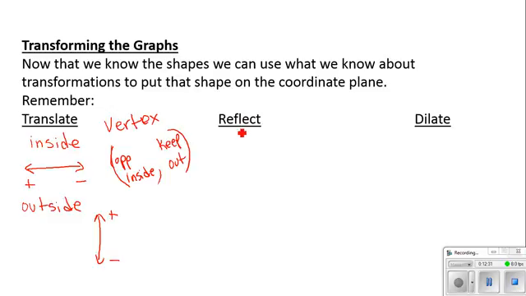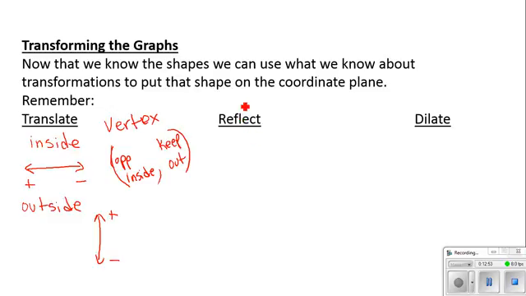Reflecting, though, we need to be careful. We didn't have to worry about left-right reflections or reflections over the y-axis when we were doing symmetrical shapes because they were the same on both sides. But these two shapes don't have reflective symmetry. And so if I flip them up and down, that changes them. And if I flip them left to right, it changes them.